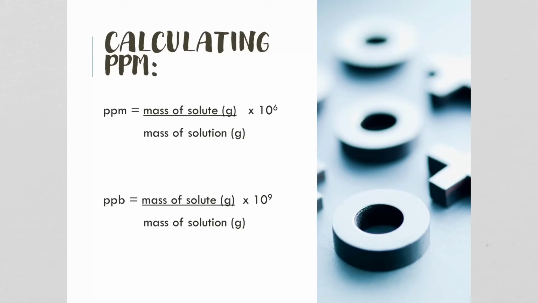So to calculate parts per million, you would take the mass of the solute in grams, divide it by the mass of solution in grams, and multiply it by 1,000,000, or 10 to the power of 6. Parts per billion, same thing. You would do mass of solute divided by mass of solution, make sure that the masses are in the same units, times 10 to the power of 9, or a billion.